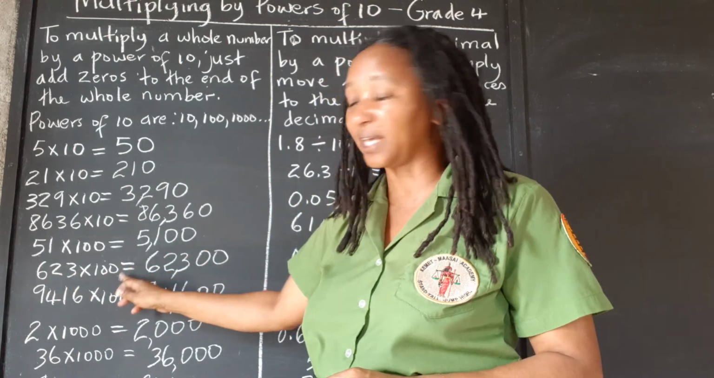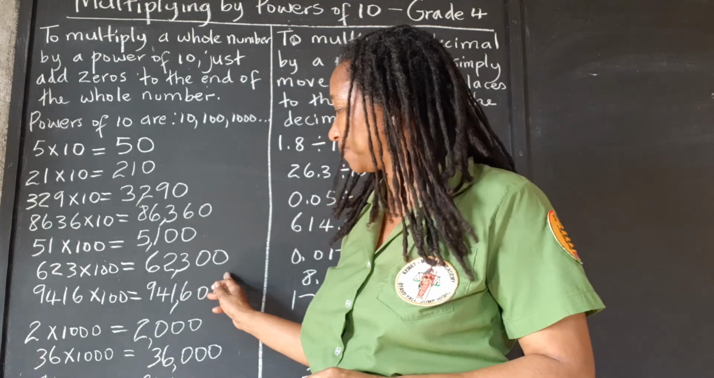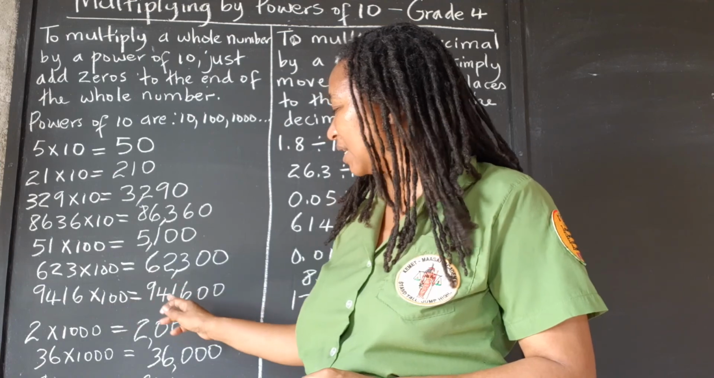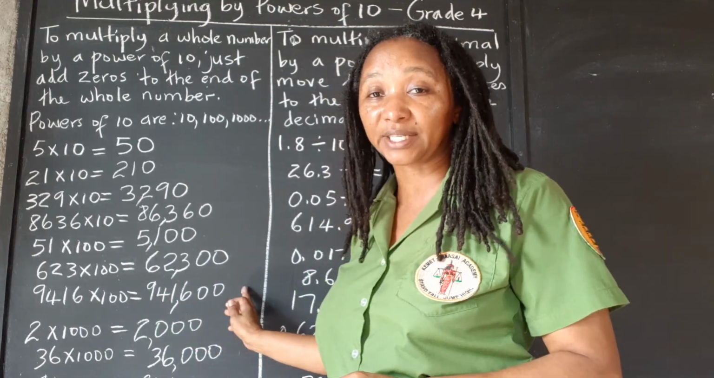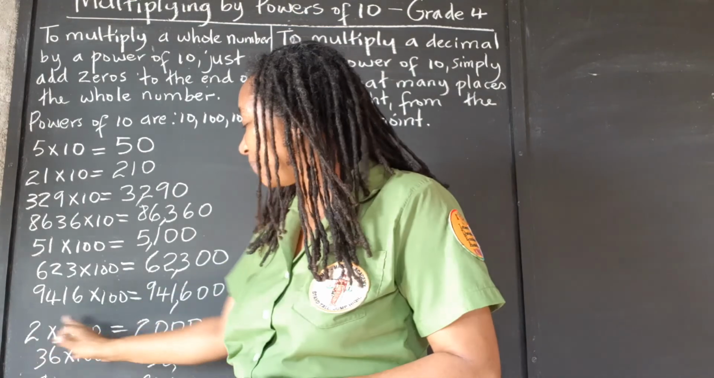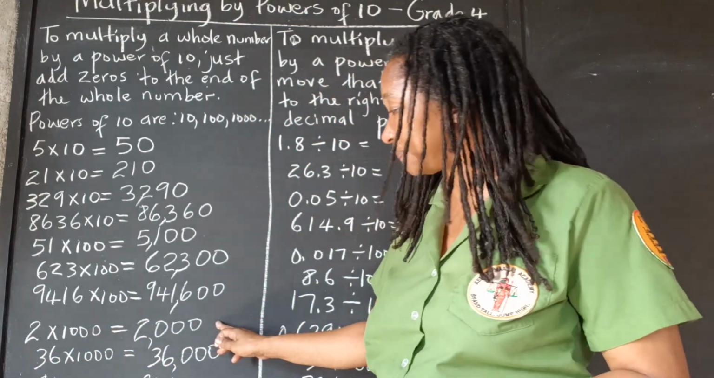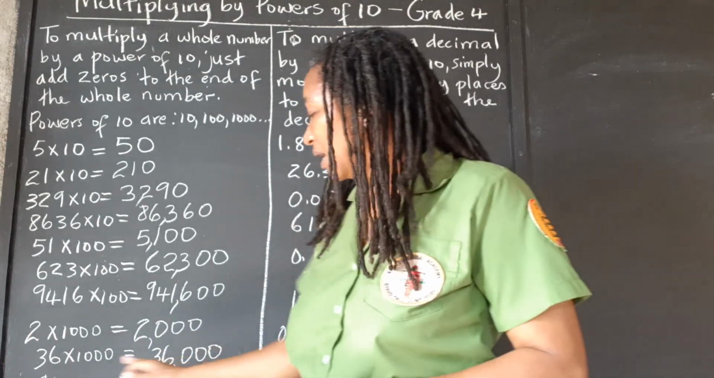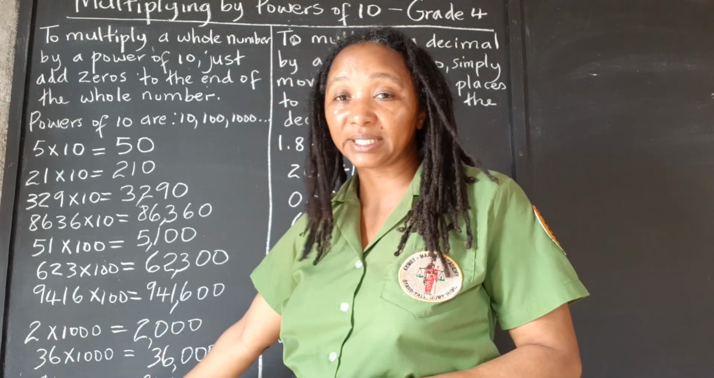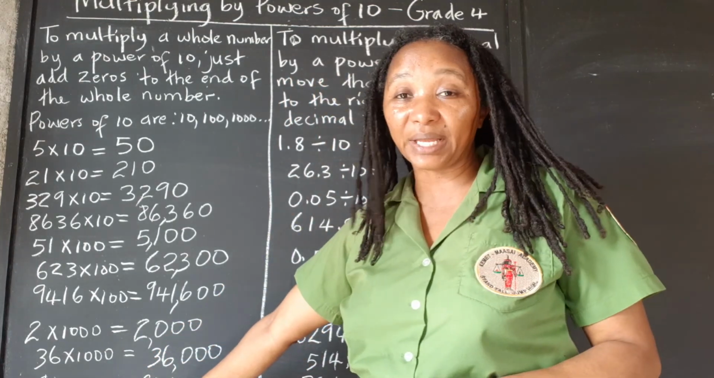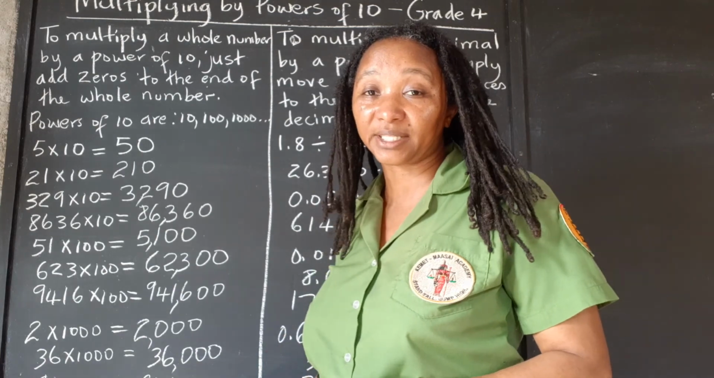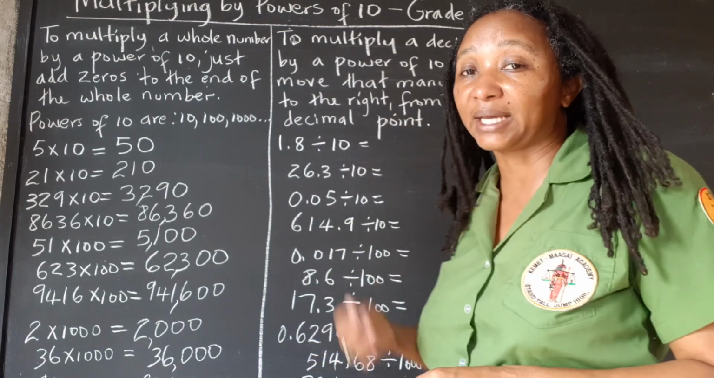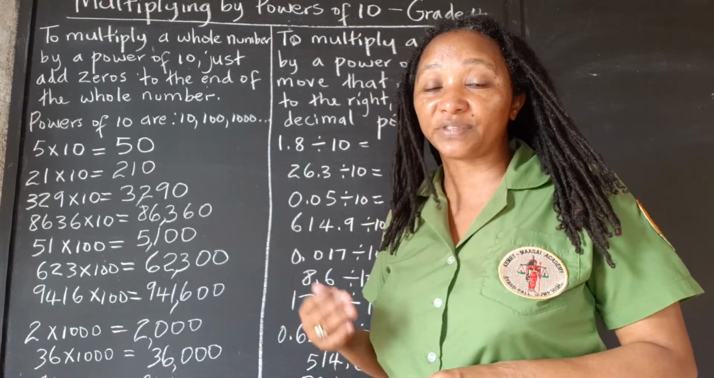623 times 100 gives 62,300, 9,416 times 100 gives 941,600. 2 times 1,000 gives 2,000. 36 times 1,000 gives 36,000. 9,148 times 1,000 gives 9,148,000. Now we're going to look what we need to do when we're multiplying decimals by powers of 10.